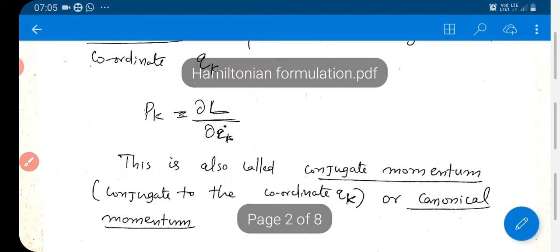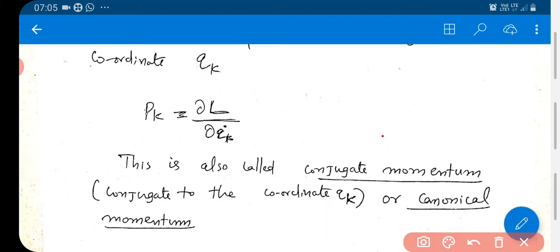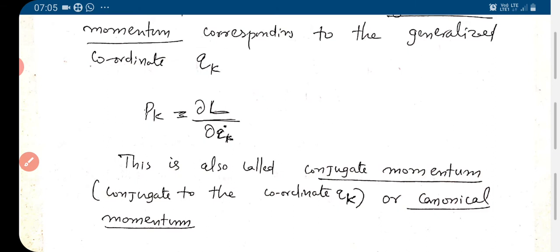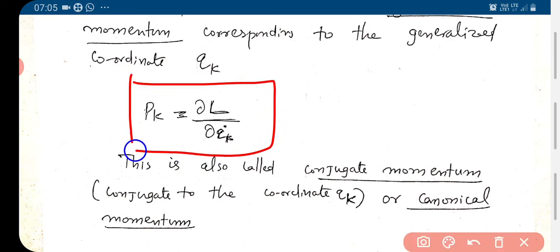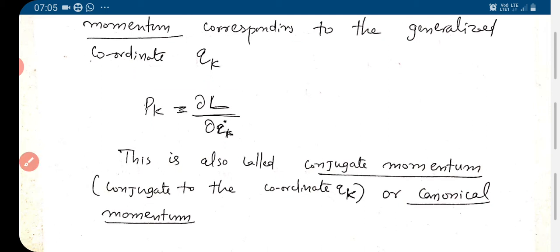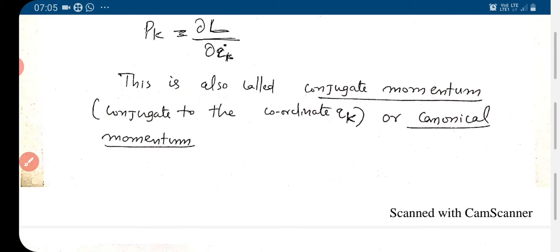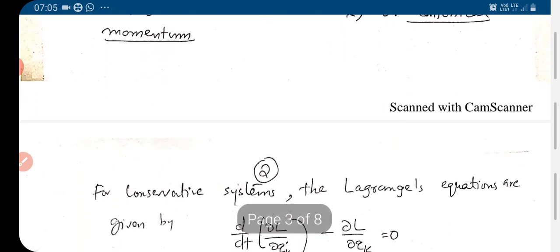So we define the conjugate momentum pk, corresponding to the coordinate qk, as ∂L/∂qk dot. So this is called the canonical momentum or the conjugate momentum, conjugate to the coordinate qk.